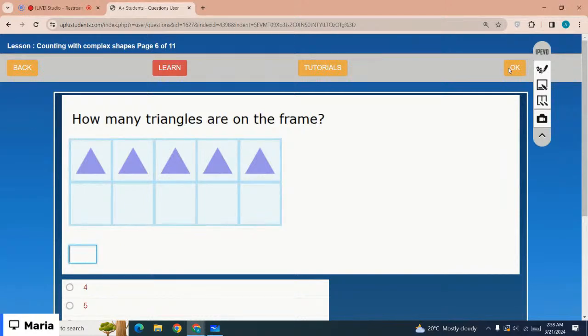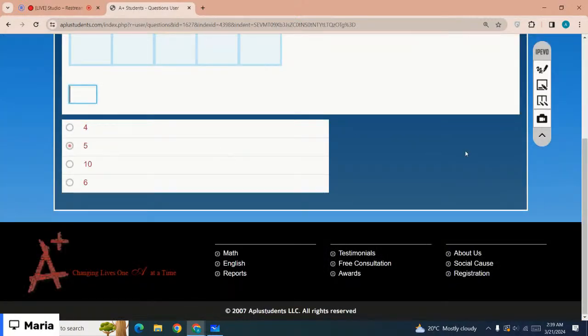How many triangles are on the frame, which is the correct option? The correct option is there are only five triangles. The correct option is five.